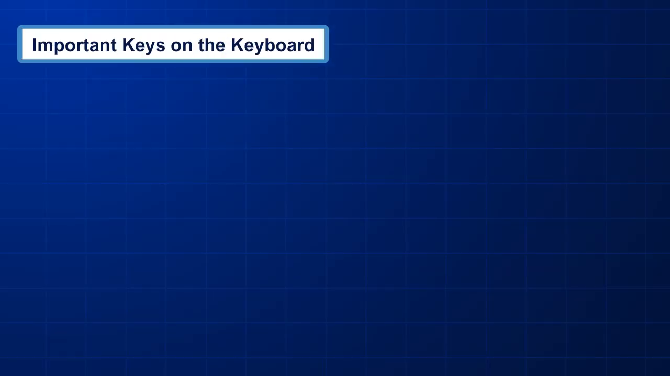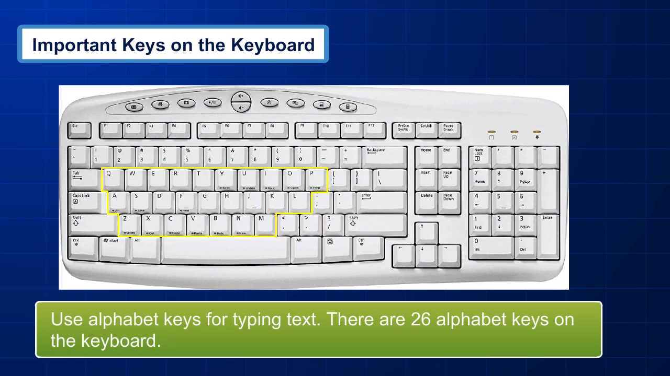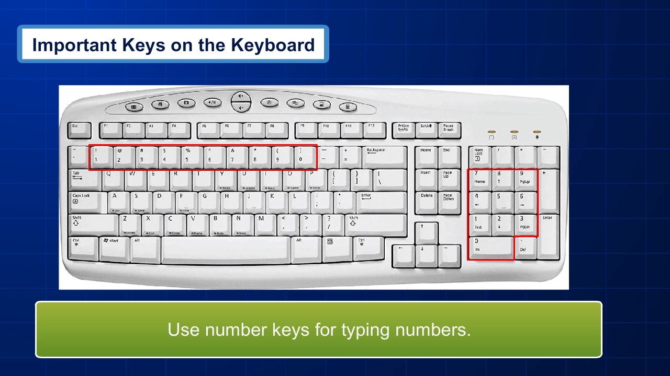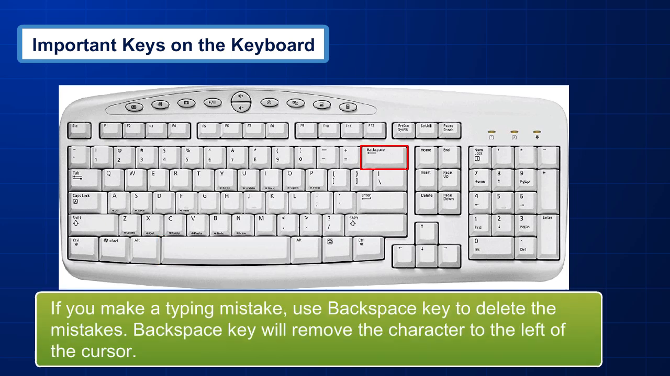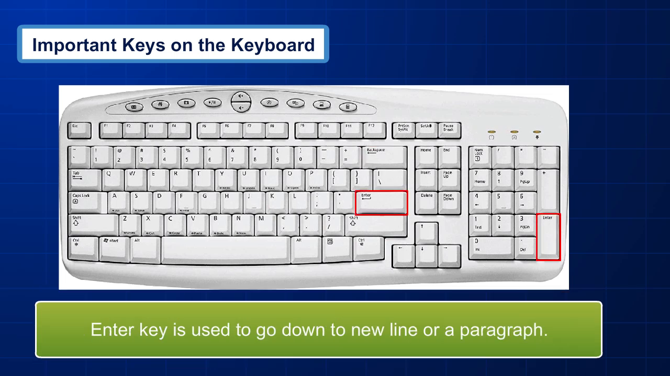Important keys on the keyboard. Use alphabet keys for typing text. There are 26 alphabet keys on the keyboard. Use number keys for typing numbers. Give a blank space using the space bar between words or sentences while typing the text. If you make a typing mistake, use the backspace key to delete the mistakes. The backspace key will remove the character to the left of the cursor.